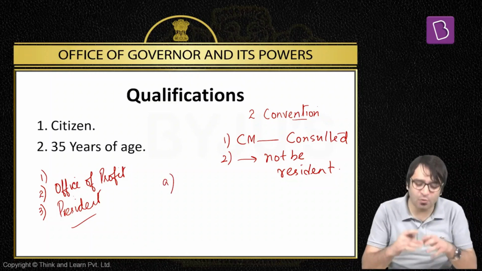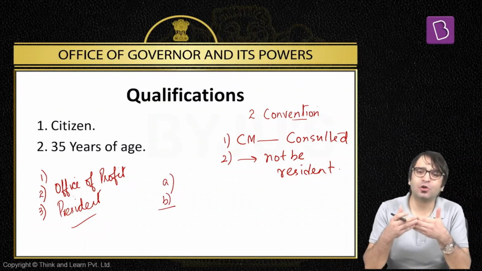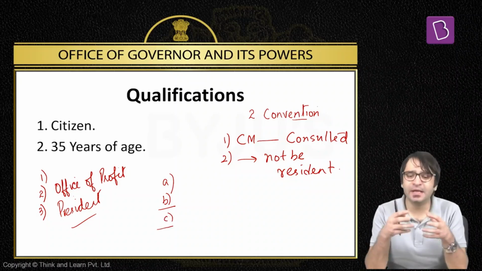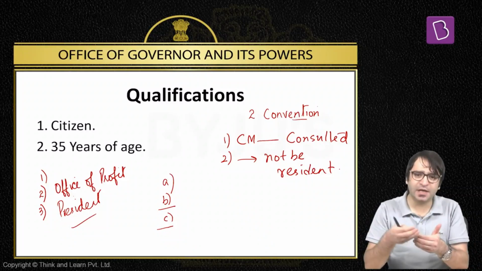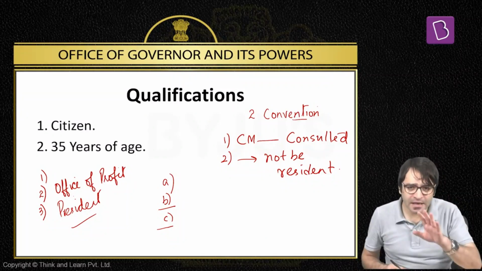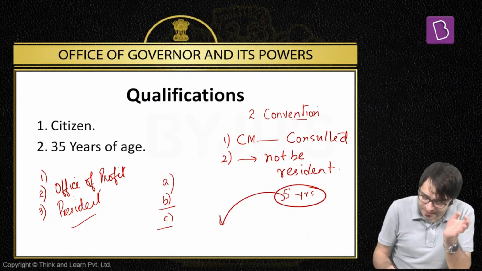But what is mentioned in this oath? Number one, I will faithfully execute the duties of my office. Number two, I will protect and defend the constitution and the law. And number three, I will devote myself to the well-being of the people of my state. These are the three things mentioned in the oath of the governor. The Chief Justice of that High Court will administer the oath, and I will continue as the governor of that state. Normally the term of the office of the governor is for 5 years. But this 5 years is subject to the doctrine of pleasure.